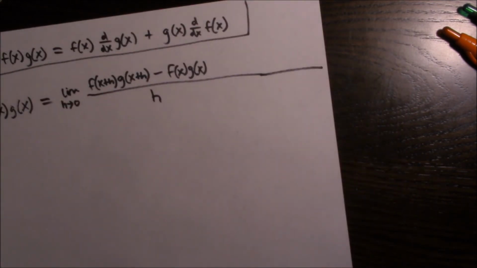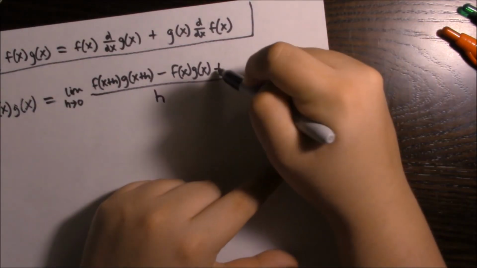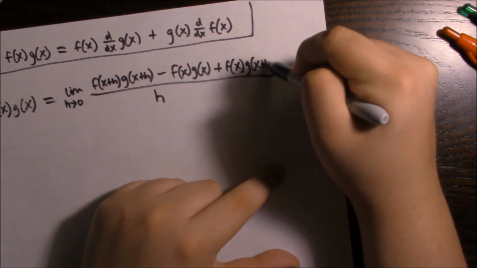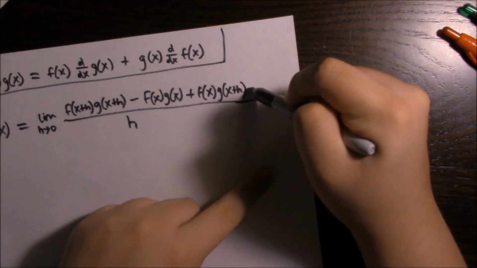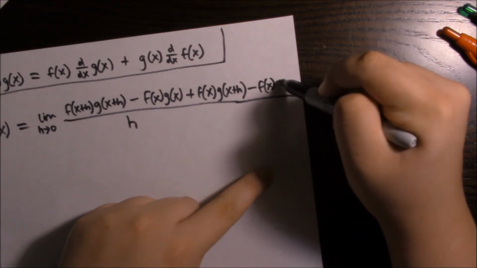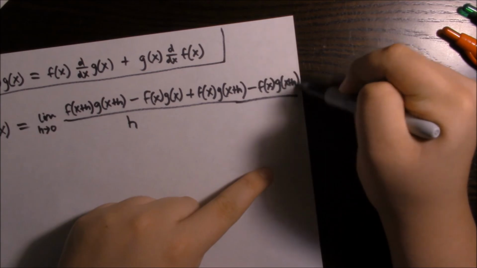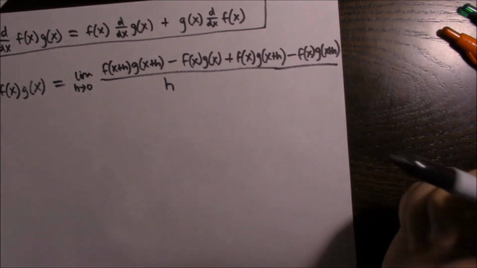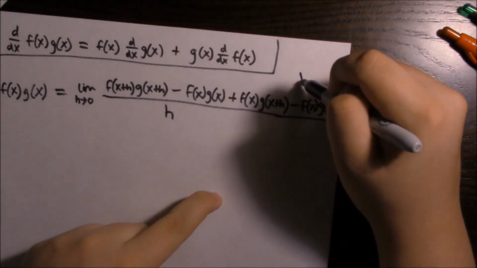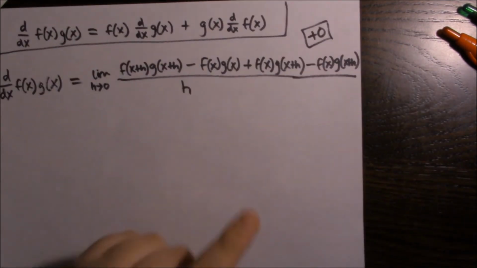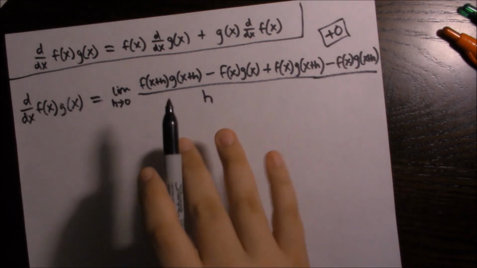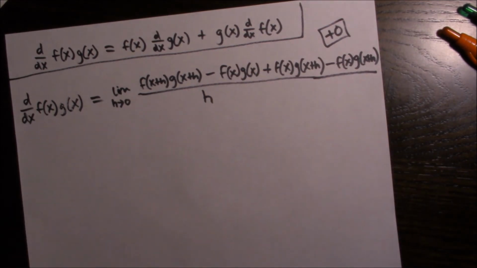So what I'm going to add here is a plus f of x times g of x plus h and a minus f of x times g of x plus h. Notice that these 2 terms here cancel out because they're exactly the same. It's a plus and a minus. So we actually haven't added anything to this equation, it's just plus 0. But what this lets us do in the numerator now is we can rearrange these terms and then group them into 2 separate fractions, which we can solve.